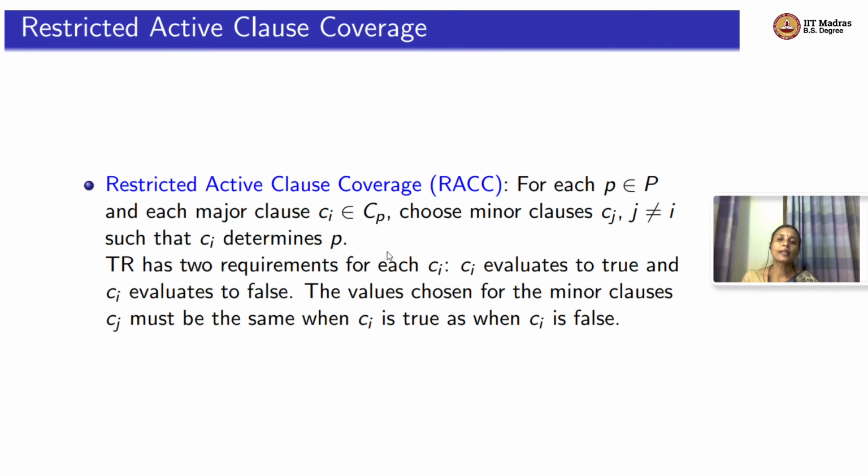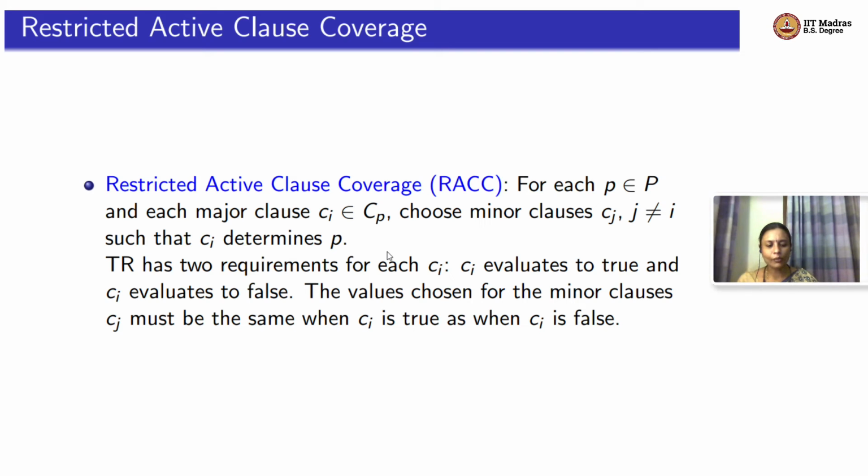The next is restricted active clause coverage. For each predicate P in the set of predicates, for each major clause CI in P, choose minor clauses CJ such that CI determines P. This part is the same. The test requirements have two parts.